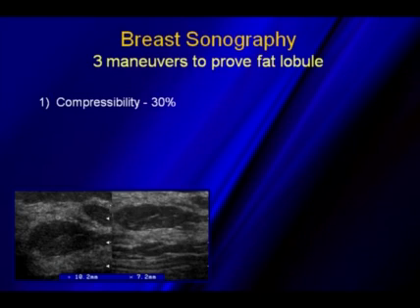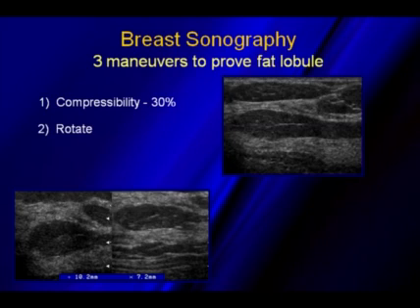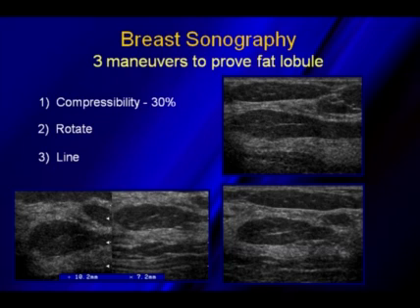First thing, check compressibility. Does it compress 30%? Now, just the normal weight of breast tissue, if you're dealing with fat that's deep in the breast, you may not get the 30% compression that you will on more superficial lesions. The other thing is just take your transducer and start rotating it around. See if it hooks up to the retro or supramammary fat. And the third thing is look for the straight white line.